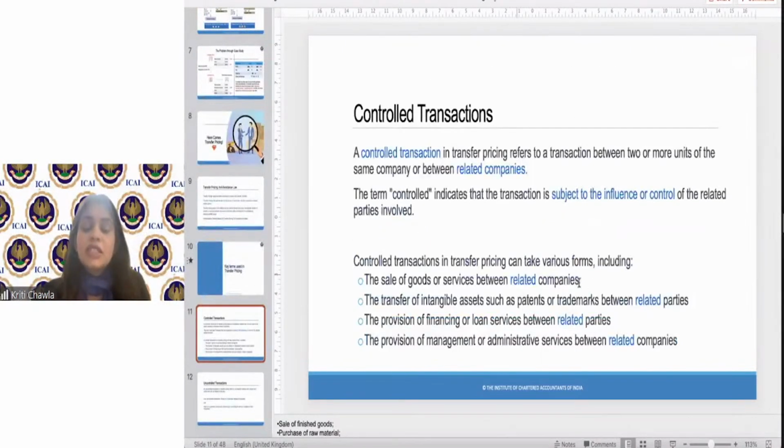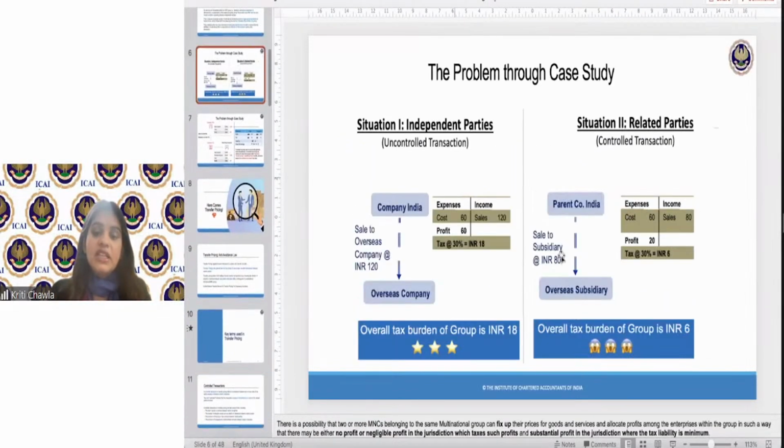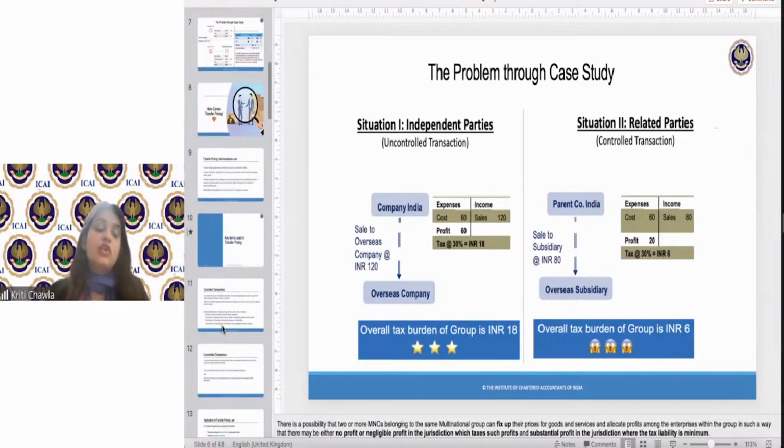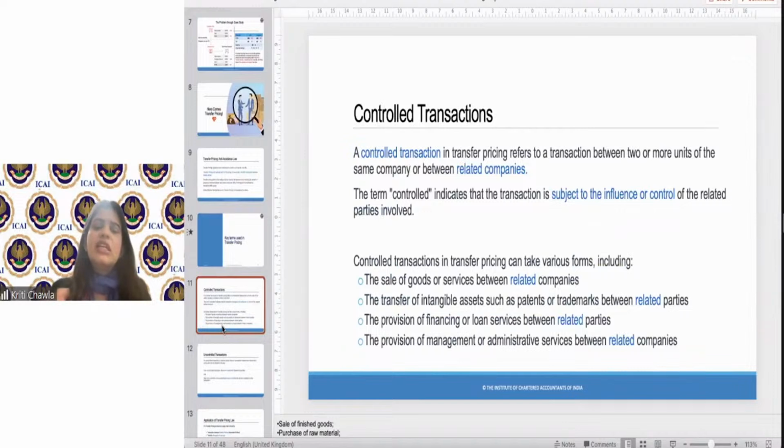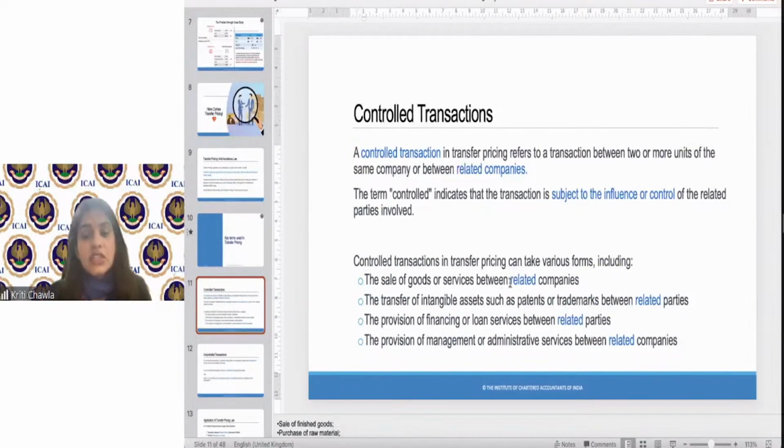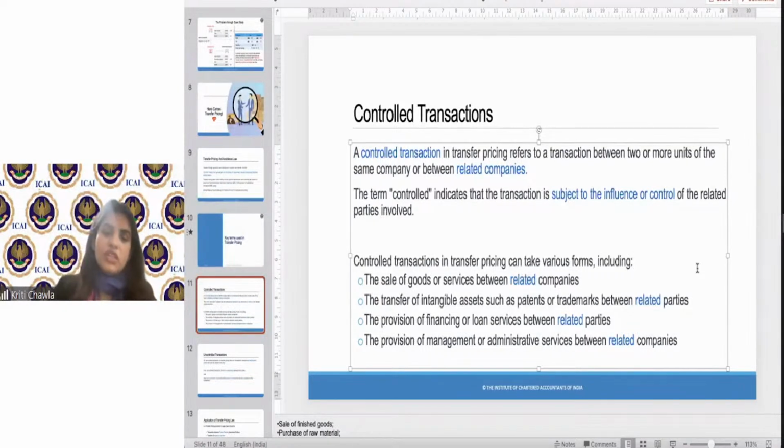So I've provided some examples here. The sale of goods or services between related parties. In the first example, the sale of goods transaction happened between related parties. We call it a controlled transaction. Similarly, it could be any transaction between related parties. So long as this is a transaction between related parties, this situation here or this one here or this particular transaction here, we'll call it a controlled transaction.